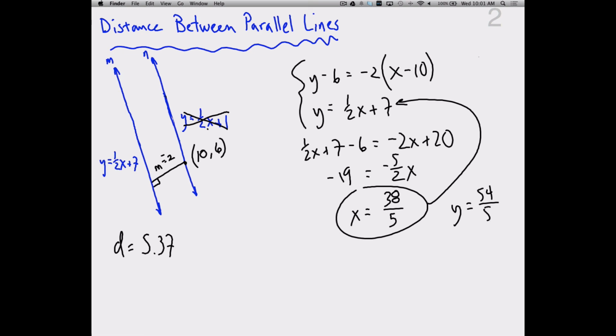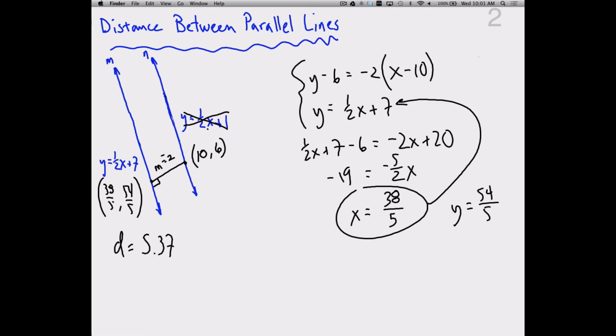Which makes this point now 38/5, comma 54/5. Somebody do a distance for me there between 10, 6 and that point, and confirm that it should also be 5.37. Yeah, it worked out. Hot diggity. Okay, there you go. That's what you're going to be doing tonight.